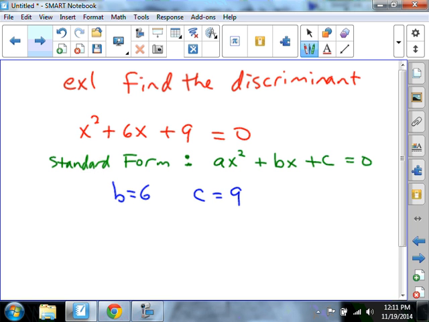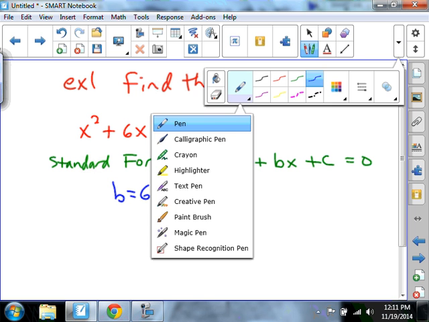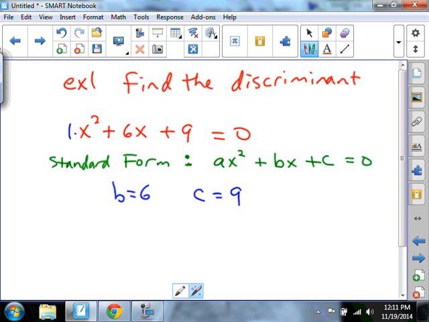Now, a lot of people have trouble identifying a. I take for granted that people understand what it means for something to be implicit. In other words, it's implied that it's there. It's not written, it's not clearly stated, but we know that it's there. What's our a value? It is 1. It's the coefficient of x squared. It's not written, but it is out front there. So our a value, believe it or not, really is that 1.